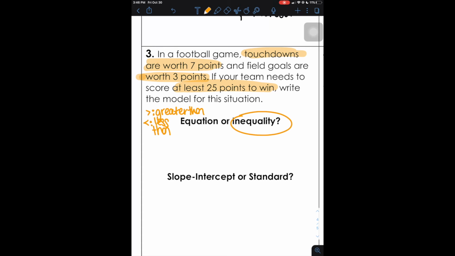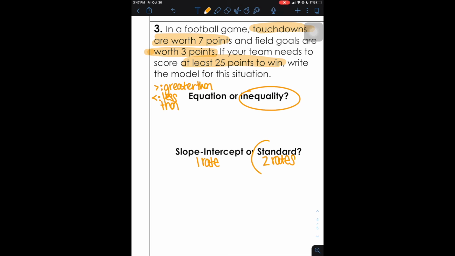So let's look at the second part. It says slope-intercept form or standard form. We know slope-intercept form has 1 rate and standard form has 2 rates. Well, I see touchdowns are 7 points, and field goals are 3 points. So each touchdown is 7 points. Each field goal is 3 points. Those are both individual rates. So I'm going to go with standard form.